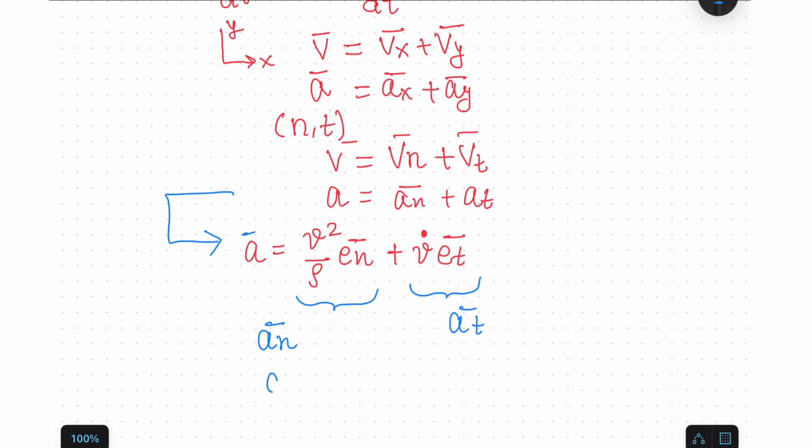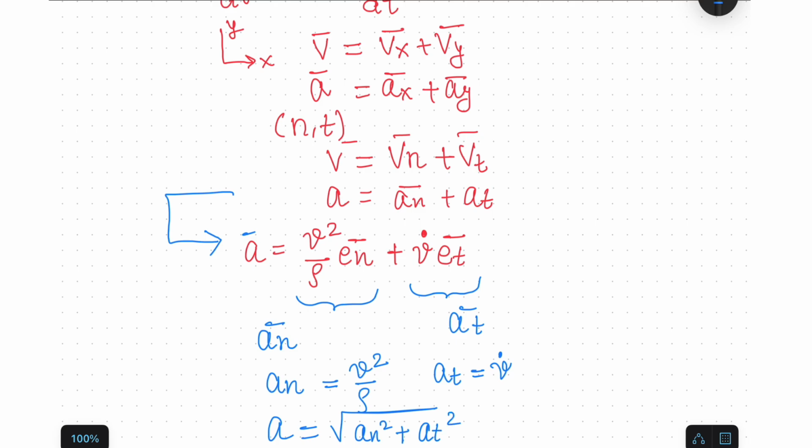Now if I have to find the magnitude of an, I can write v squared upon rho. Rho is the radius of curvature, and at is simply the acceleration in the tangential direction. You can find the absolute magnitude by writing an squared plus at squared.